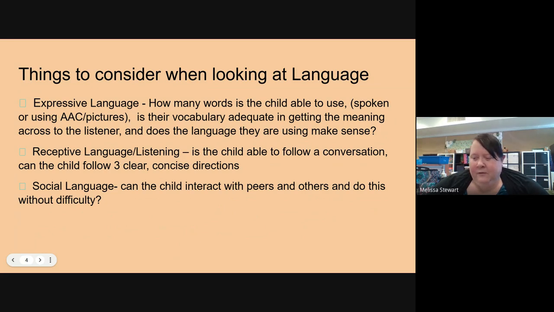For receptive language and listening, is the child able to follow a conversation back and forth? Can a child follow 3 clear, concise directions if asked to do something? And when thinking of social language, can the child interact with peers and others and do this without difficulty? Or do they need some sort of adult support to play or talk with their peers?